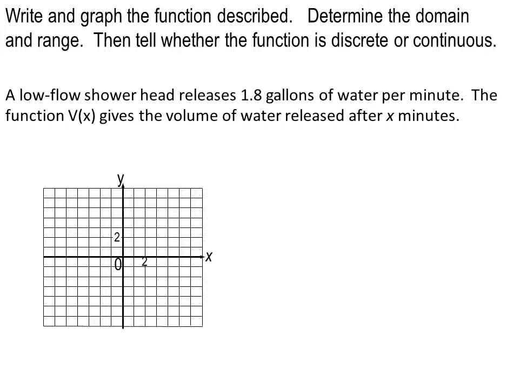The second scenario says, a low-flow shower head releases 1.8 gallons of water per minute. The function v of x gives the value of water released after x minutes. Well, who can tell me what the function rule is that represents this scenario? Very good. V of x is equal to 1.8x.